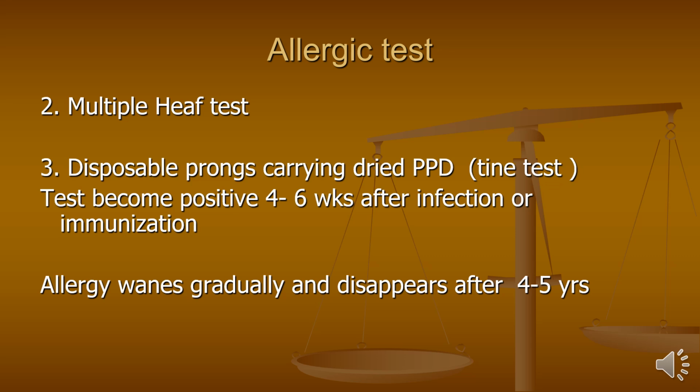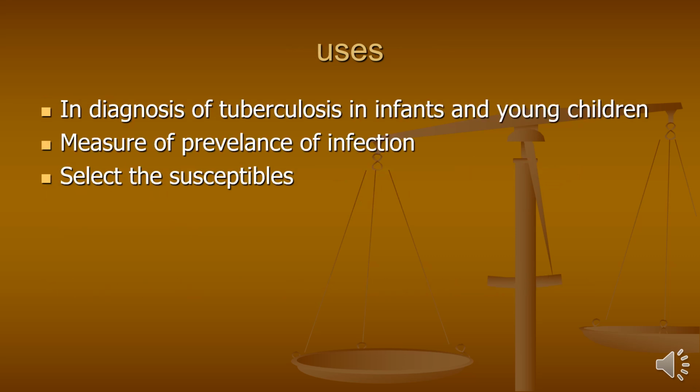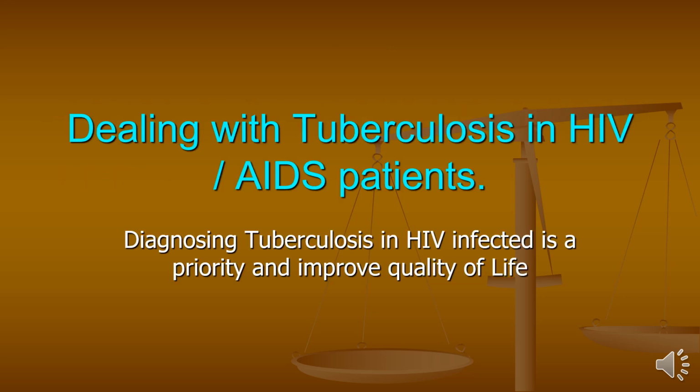Second test is the multiple puncture test. Third is the disposable prongs carrying dried PPD test, which becomes positive 4 to 6 weeks after infection and immunization. Next, allergy wanes gradually and disappears after 4 to 5 years. Uses: it is used in diagnosis of infants and young children, to measure the prevalence of the infection and select the susceptibles. Dealing with HIV and tuberculosis infected patients.